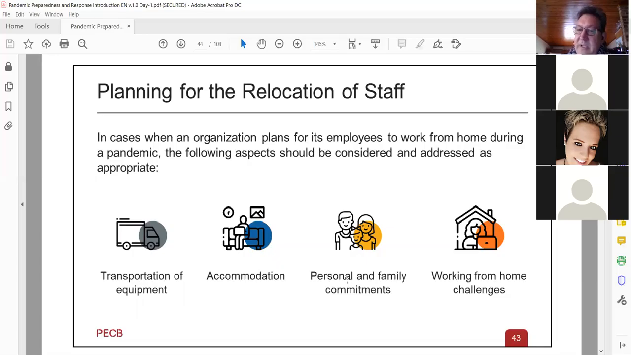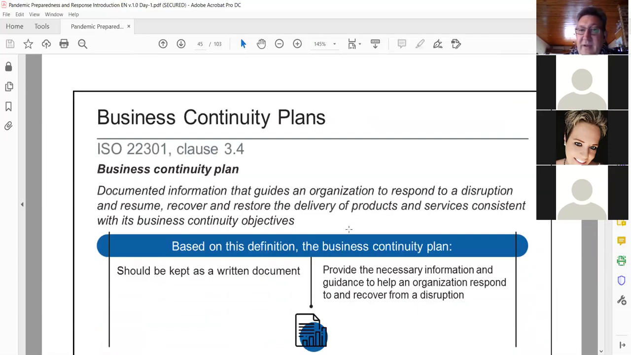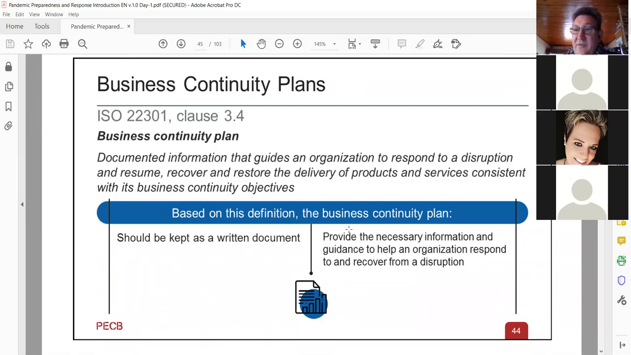And then working from home challenges. Working from home challenges is now suddenly I must look after my children. I must look after my house where I had a domestic worker. I cannot do that anymore. Do I have internet? Do I have access? Do I have a laptop even? Can I really work from home or not? Am I equipped to do that?